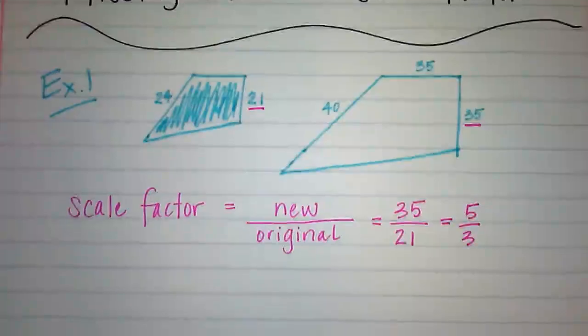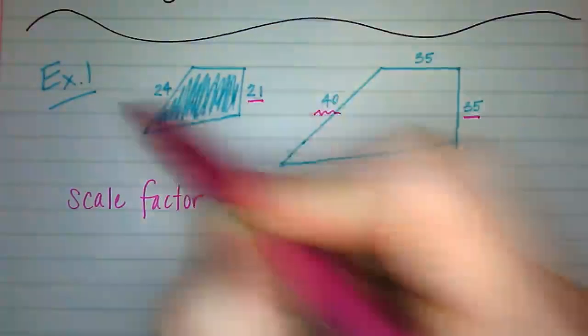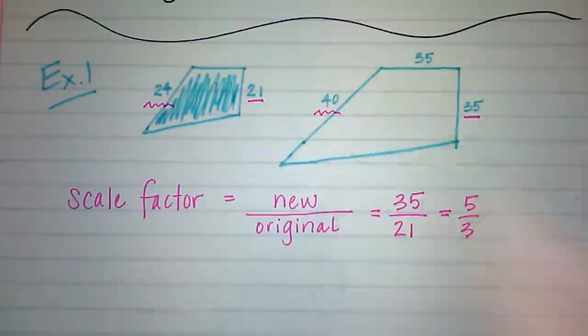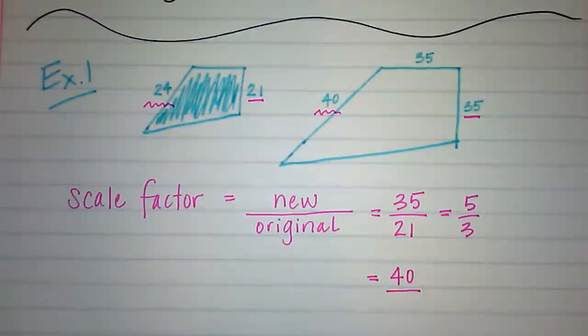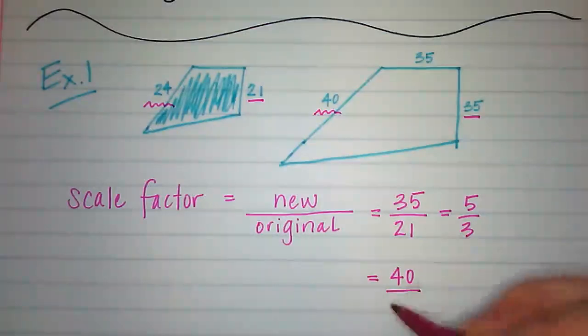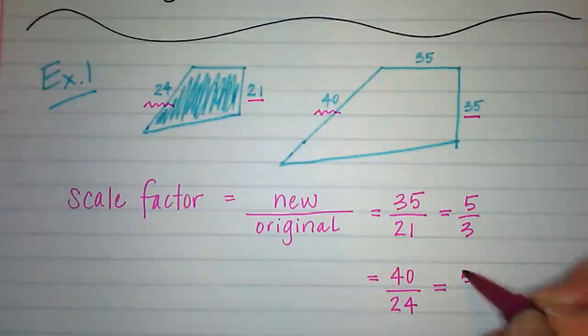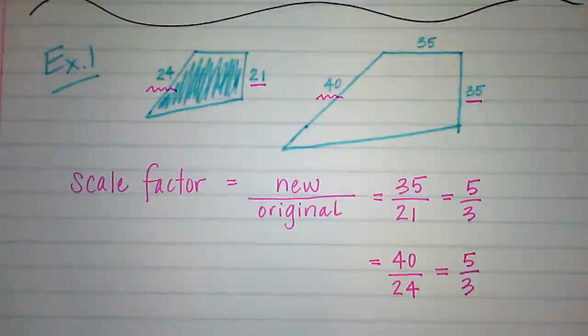I'm going to show you that it works regardless of which sides you choose, as long as you're picking corresponding sides. If we look at these two sides, again, this is the original shape, this is the new shape. The new shape side is 40, and the original shape side that corresponds is 24. I can reduce both of those by 8, which gives me 5 over 3. So I can confidently say now that the scale factor is 5 over 3.